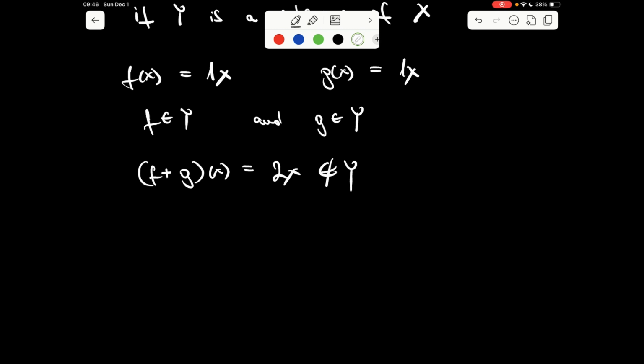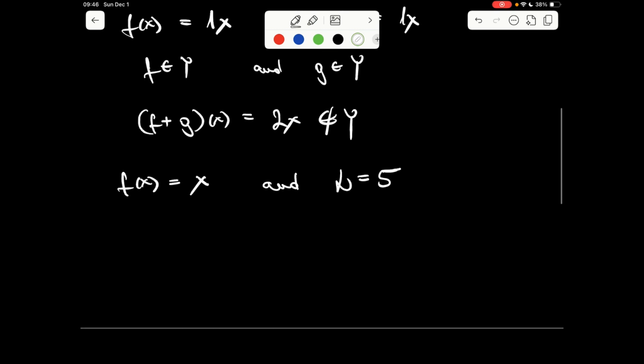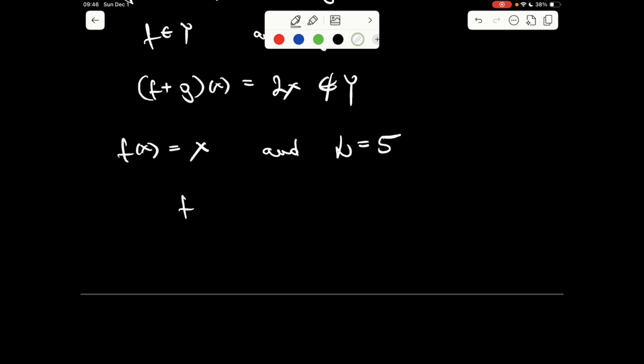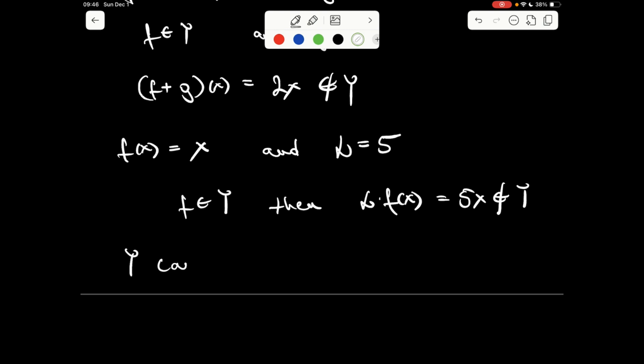And similarly, if we have f(x) as x and alpha, say 5, then even if f is in y, alpha times f(x) is 5x, which is not in y. So set y is not closed with respect to scalar multiplication, so y cannot be a subspace.